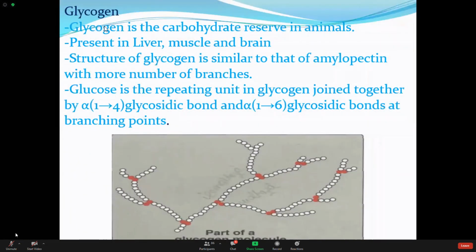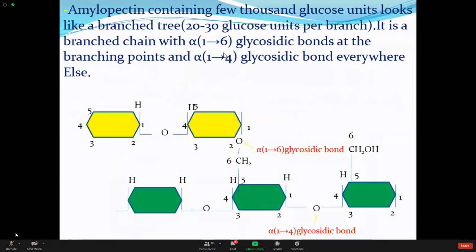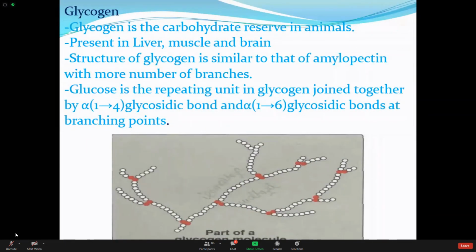Now come to glycogen. Glycogen you mainly get in animals, mainly in the liver. It is also a type of homopolysaccharide. Here also you get both 1,4 varieties and 1,6 varieties. Amylopectin you mainly get in plants, in plant starch. Starch is mainly present in plants, but glycogen is present in animals. Okay.